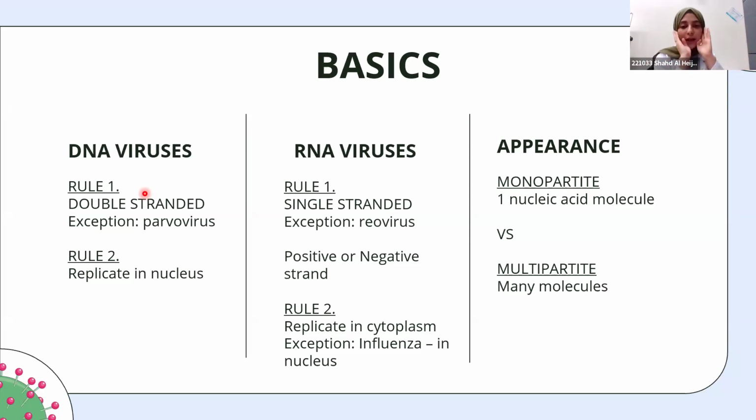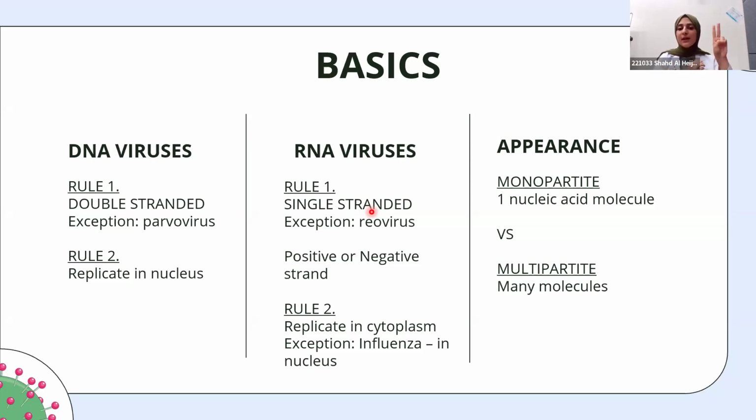Moving on to the RNA viruses, rule number one is that they're usually single-stranded. Now, the exception for the single-stranded rule in RNA viruses is reovirus. Reovirus is usually double-stranded RNA. So to remember this, you can remember Reo as duo. So they come in duos. So it's double-stranded RNA. Meanwhile, other RNA viruses are single-stranded. Now, when they're single-stranded, this strand could either be a positive strand or a negative strand. Okay? We're going to talk in details about the difference between positive and negative strands, but for now, just remember this. A single strand could either be positive or negative.